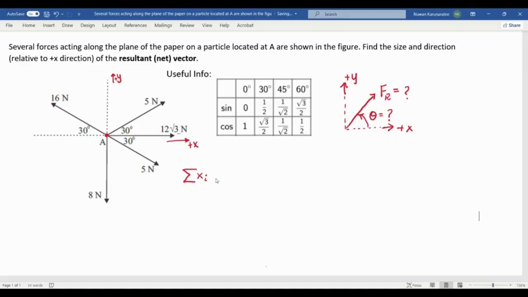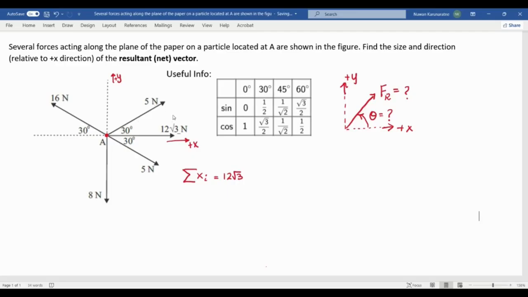Okay. So I'm going to first start with this one, 12 square root of 3, and that's exactly along the x direction, so there's no y component for that. So I'm going to write 12 square root of 3. I'm not going to write the units. And then I'm going to go counterclockwise. The next one is these 5 newtons in the first quadrant.